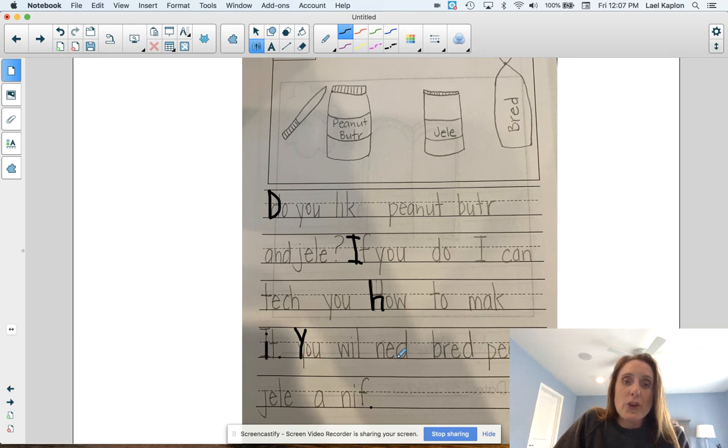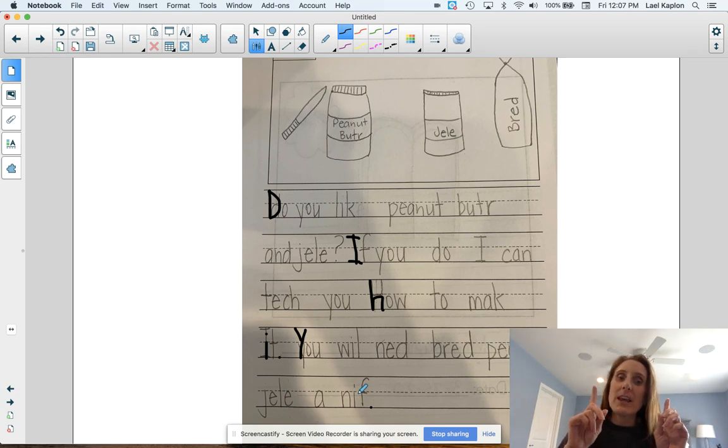There we go. You will need bread, peanut, jelly, a knife. Oh no. Right away, I can see that does not make sense. But you know what? Hold on. I'm not editing all my work right now. I'm just checking for capitals and lowercase. Now, do all my sentences start with a capital? Do, and then I see this question mark here. So that I is a capital. I see a period there. The U is a capital. Good. Everything else is lowercase.